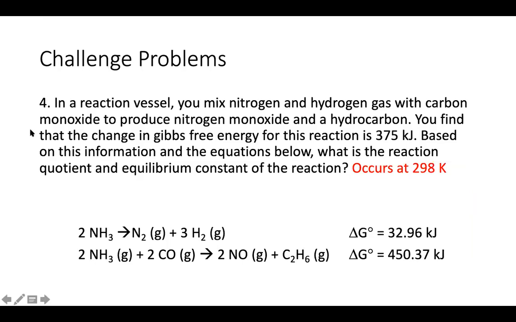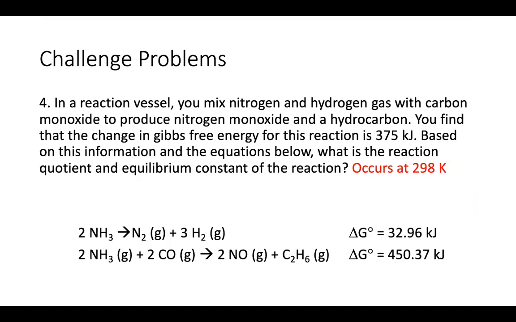Something I overlooked in this problem, and I do apologize for it, which would have technically made it impossible to solve, is a temperature. I did not give a temperature, and you did need one. Ideally, you would have used 298 Kelvin or 25 degrees Celsius. But if you got stuck, that is my fault. A temperature should have been provided.